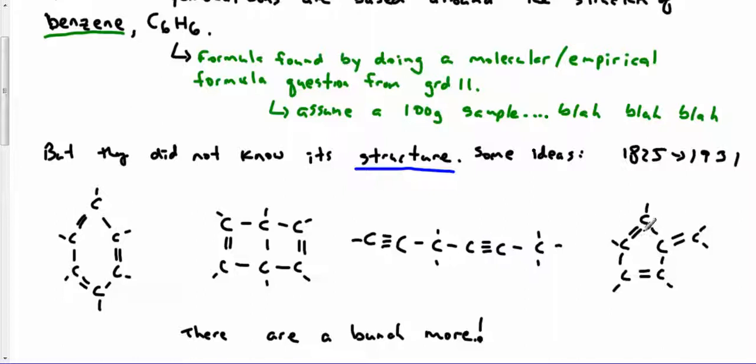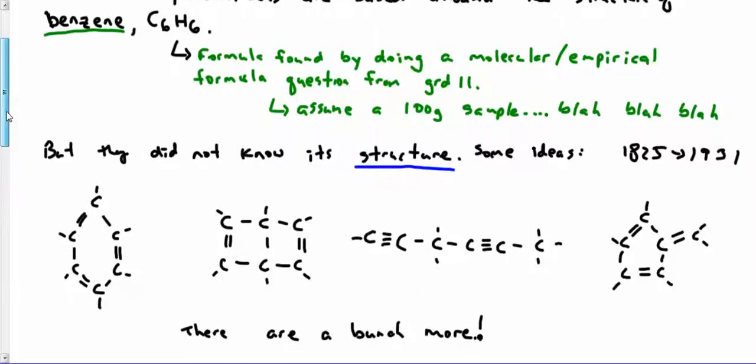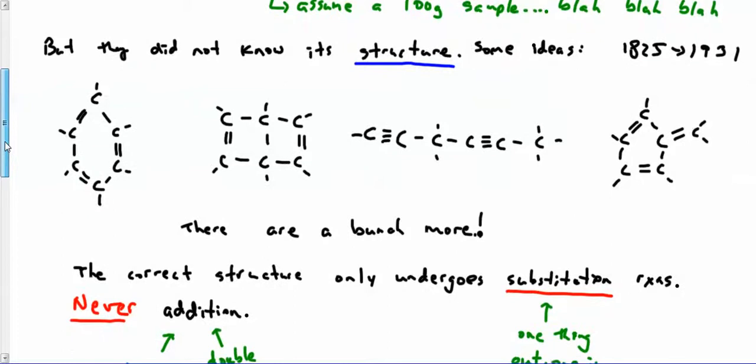I could have a ring of 5 with a double-bonded carbon sticking off the edge. There's another one, not a ring, a straight line of 6, and in there you need two double bonds and a triple bond. That one will work. But they were never sure which one was right.